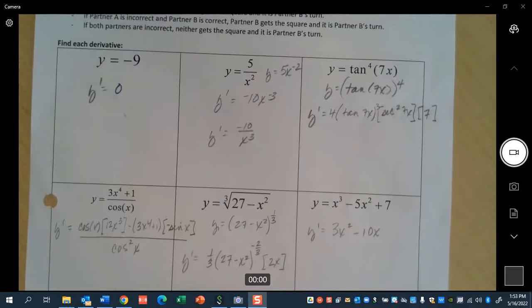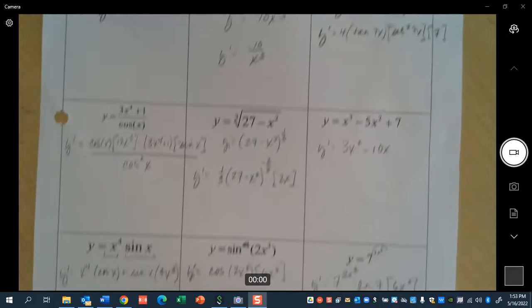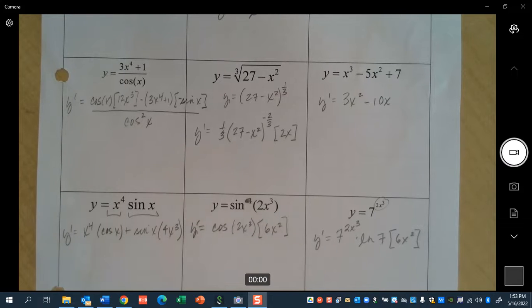All right. First row we were good with. Let's talk about the second row. Quotient: low D high minus high D low, square the bottom and away we go. Now this negative, when I multiply that out, might end up creating a sign change. So when you're looking for your answer, pay attention to those negatives.